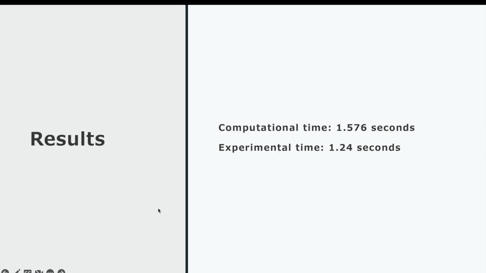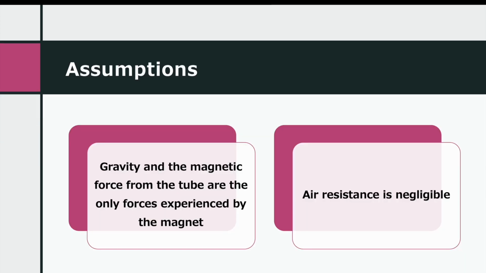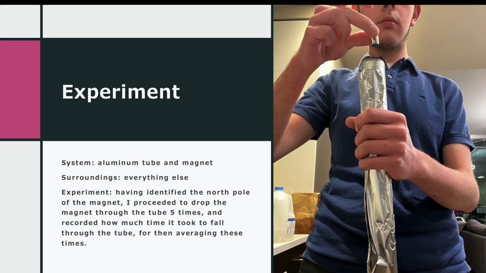Going quickly over our results, our computational time was 1.57 seconds for the magnet to fall completely through the tube, and the experimental time was 1.24 seconds. Our model is simplified. Our magnet was used to represent a magnetic dipole, and the aluminum foil was a tube through which it fell. We consider this tube as multiple rings stacked upon each other. Some assumptions that we made for this lab are that gravity and the magnetic force from the tube are the only forces experienced by the magnet, and that air resistance is negligible.